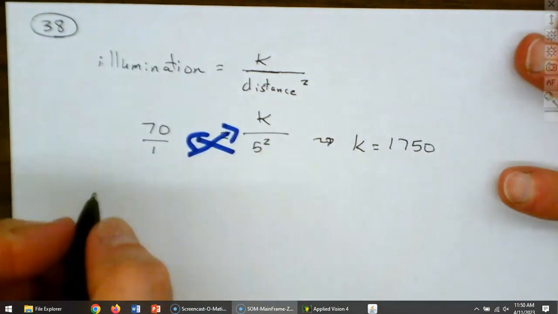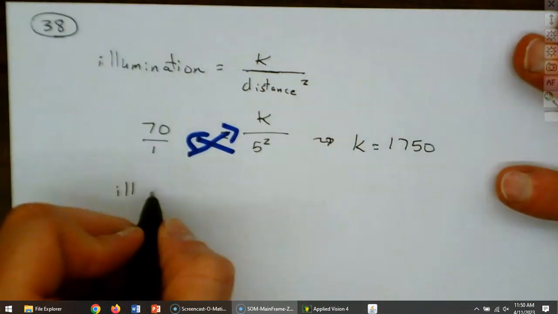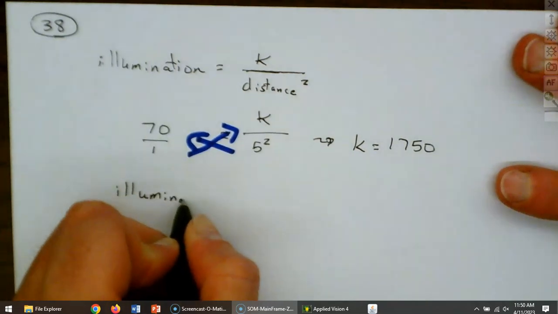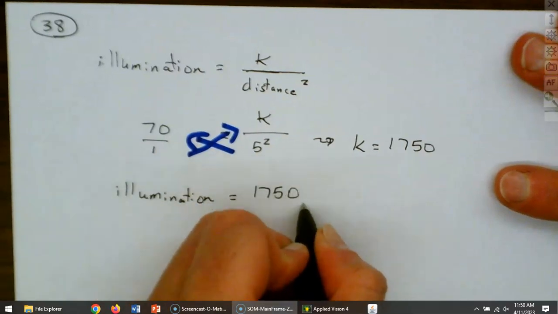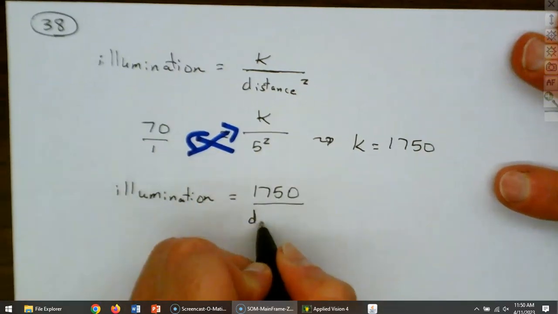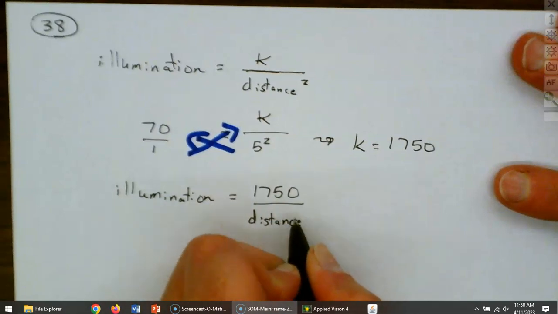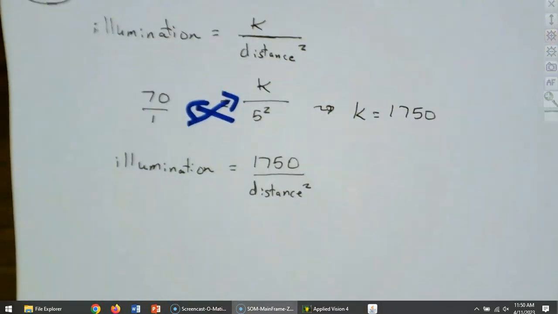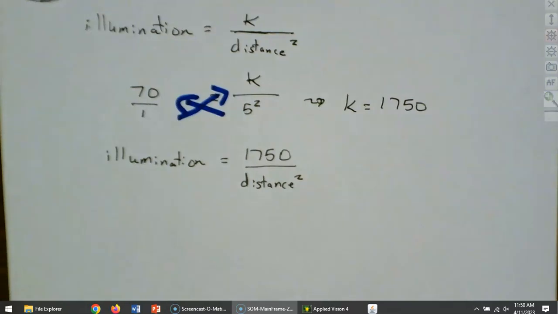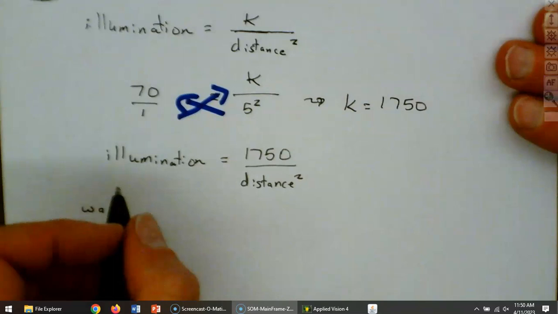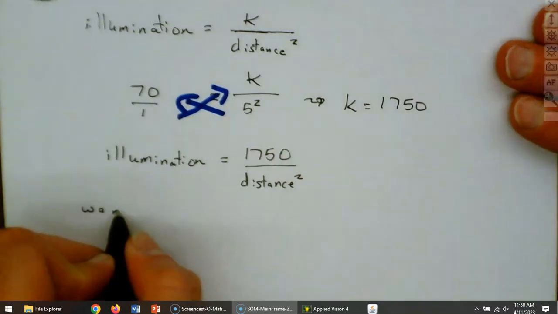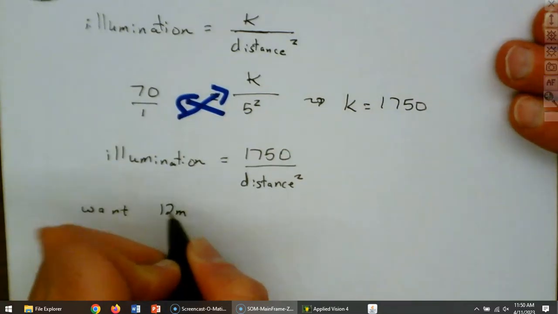So now, what's our formula look like? Your illumination equals 1750 divided by your distance squared. And what do we now want? We want to increase this distance to 12 meters. Okay, so we want 12 meters for the distance.